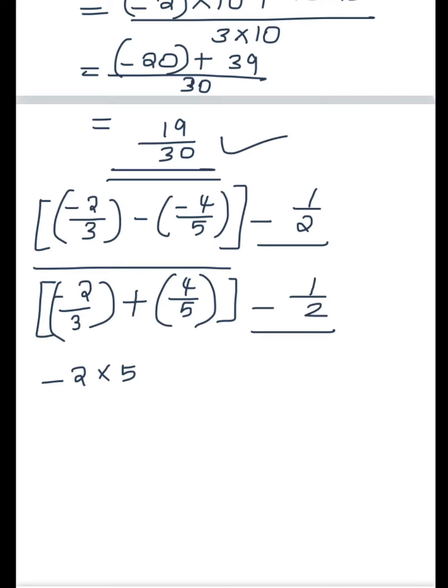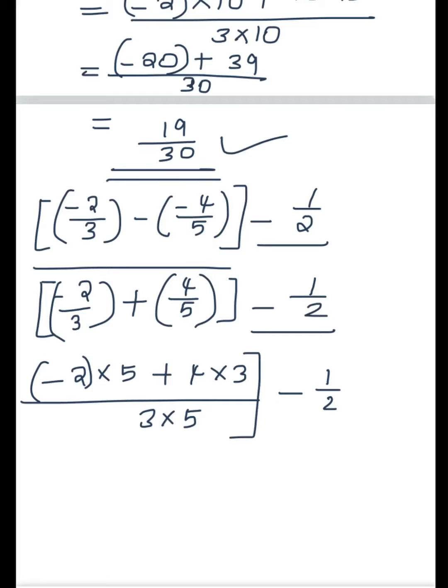Minus 2 into 5 plus 4 into 3, divided by what is in the denominator? It's 3 into 5. Okay, minus 1 by 2. This is inside the bracket.